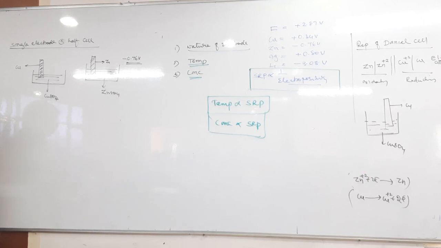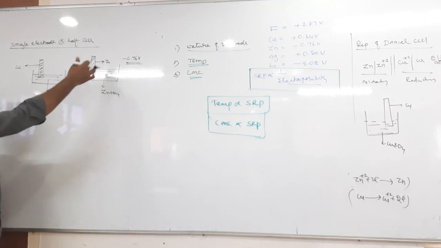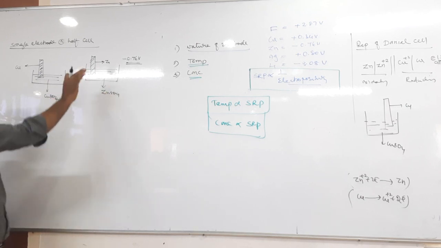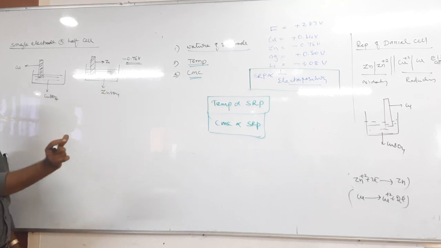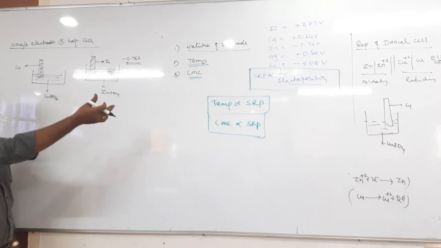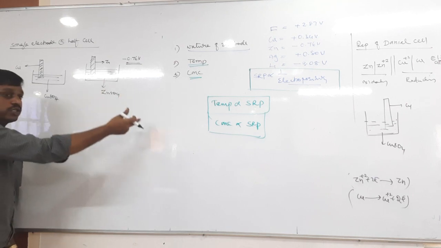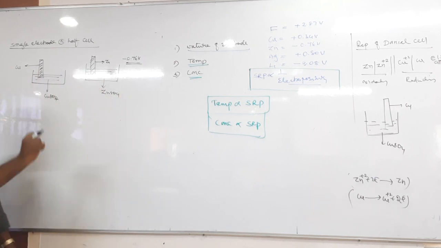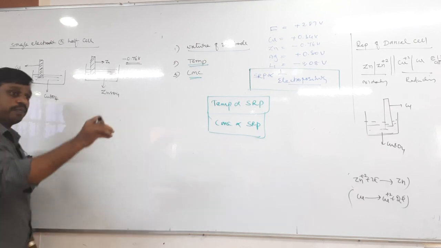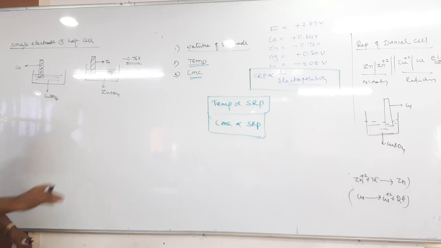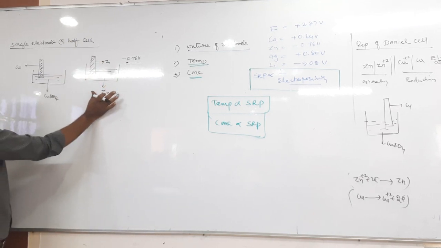After studying SRP, we will study it like this, but here we have not studied SRP yet, that's why I am telling electropositivity. Zinc has more electropositivity, therefore it undergoes oxidation, and copper undergoes reduction. Therefore, when an electrode is dipped in its own solution, that is called a half cell. This is a zinc half cell.